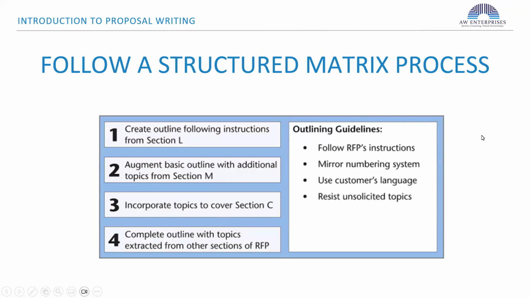If you're doing a matrix, which a lot of people use now, sometimes the government will even ask you to provide a matrix. It helps the government reviewers easily look at the matrix to see if you've responded to each area in that statement of work that they asked you to respond to. It will show a list of requirements, and then in the second column, a list of where you responded to that particular requirement in your proposal response. So create an outline following instructions from section L.